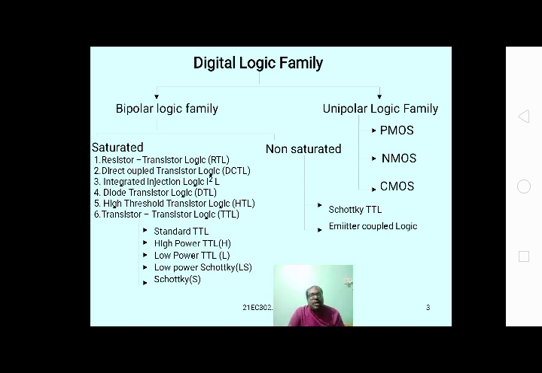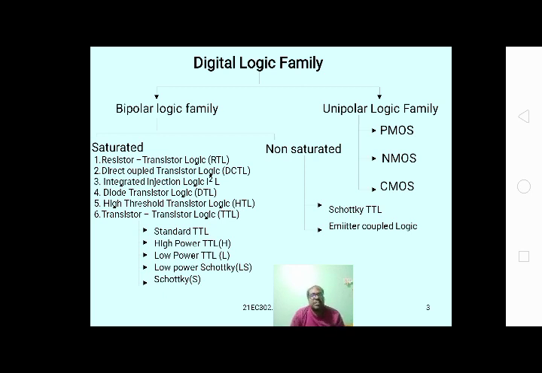It is bipolar logic family and unipolar logic family. In this, one more question exists. How many types of unipolar logic family are there? What are they? There are 3. They are PMOS, NMOS, CMOS. He can also ask you to expand PMOS, expand NMOS, expand CMOS.